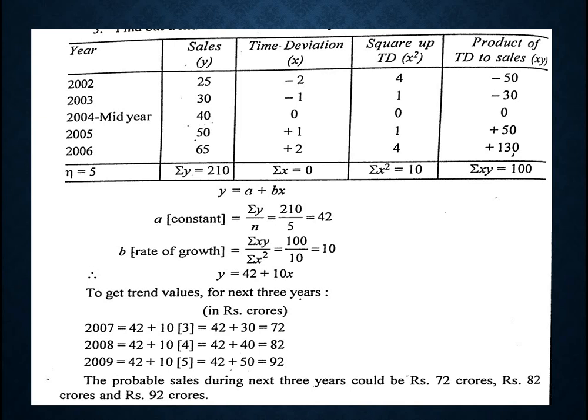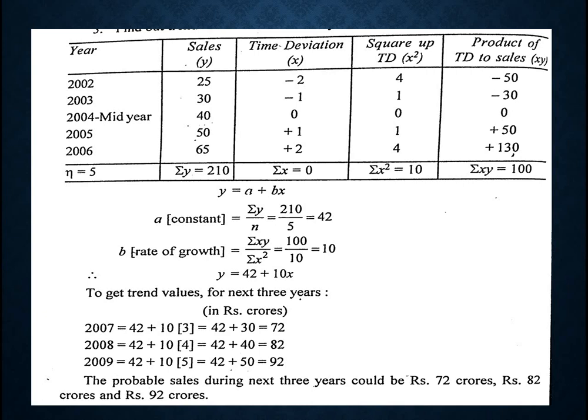Next, 2006: the sales is 65 and the time deviation is plus 2, so 65 into 2 is 130. Okay, so this is the calculation part. Now we have to do the total of all the columns, that is year, sales, time deviation, square and the product. So these columns' totals we have to do now.